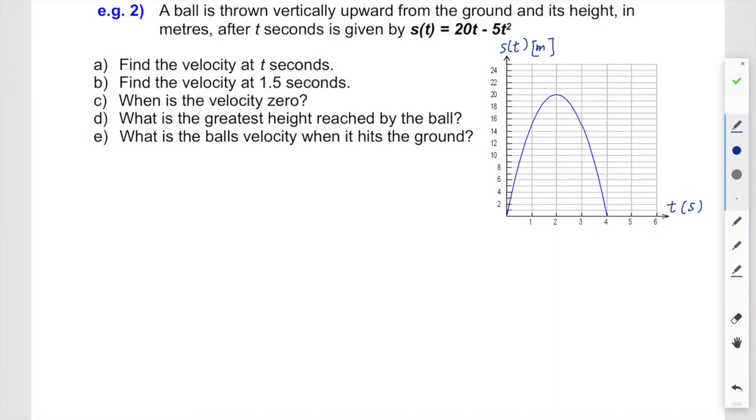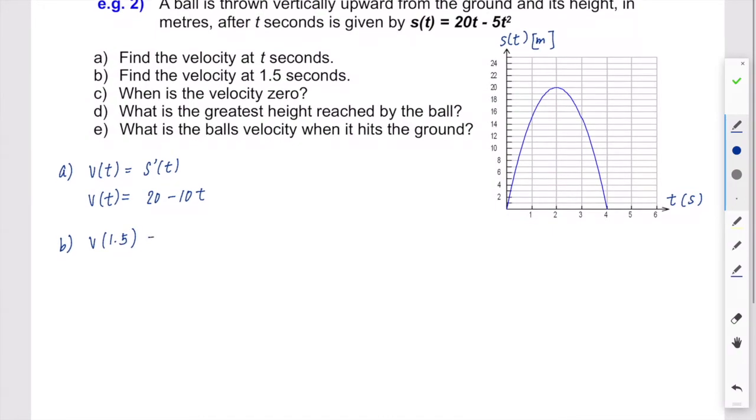Okay, I hope you have had a chance to try the questions, or at least come up with a strategy of how you're going to approach each part in this question. A, v of t in general is s prime of t. So we have 20 minus 10t. Did you get that? With a general v of t function, now we can find v at 1.5 seconds. This is 20 minus 10 times 1.5, that's 15. So this is 20 minus 15, 5 meters per second.